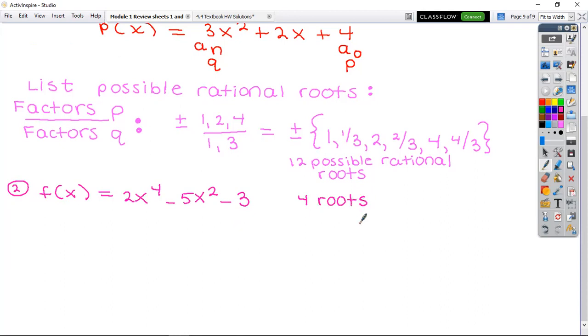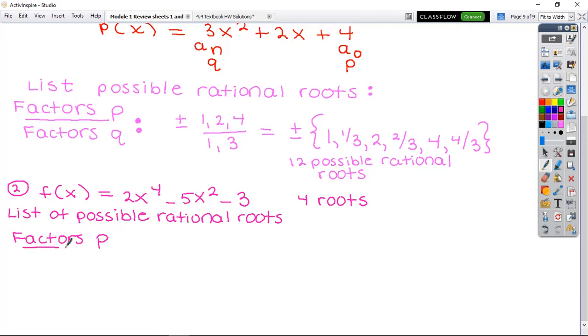Right now, all I want you to list out are just the possibilities. So we're going to make a list of possible rational roots, because once you get these lists, you're going to have to test these. So a list of possible rational roots. And then after this one, we'll kind of start putting more of it together. So I'm going to do the factors of P over the factors of Q. So factors for P over the factors of Q, and you're going to generate your list.